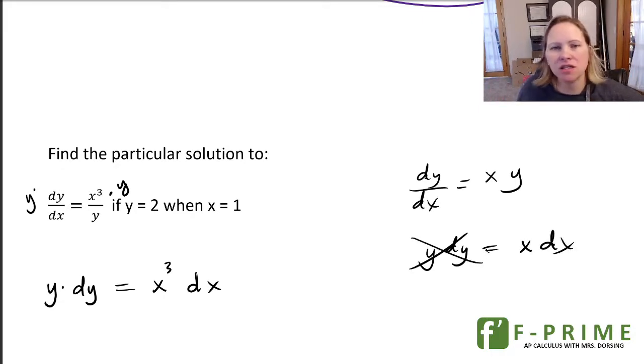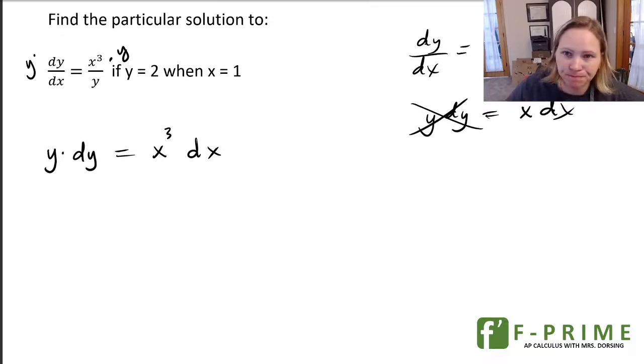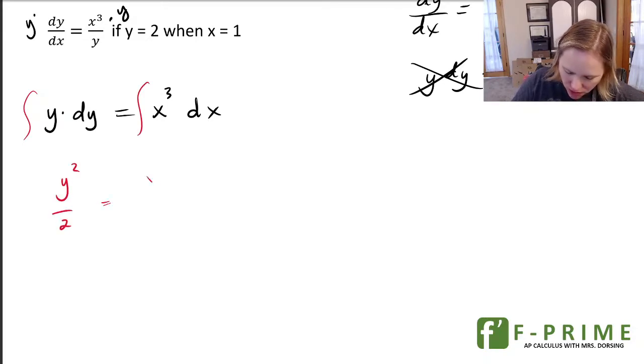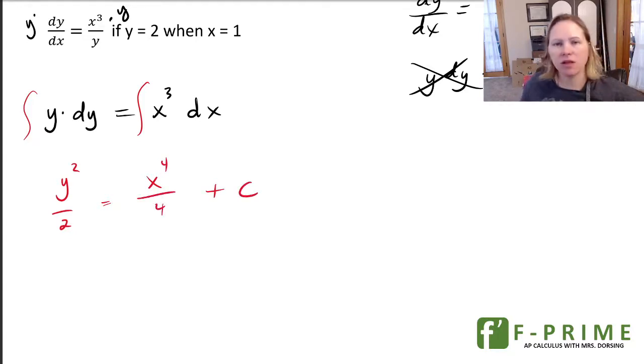So you would need to make sure that you're really paying attention to what operations you're using to manipulate your variables and move them to the proper side. So let's keep going. Now I'm ready to integrate. I'm going to do the integral of each side. This is going to be y squared over 2 equals x to the 4th over 4 plus c. Always do your plus c.